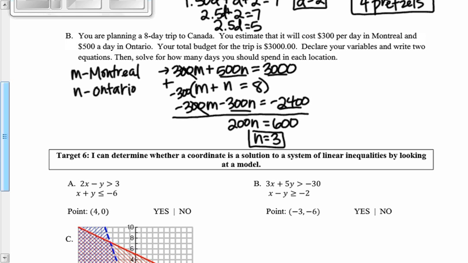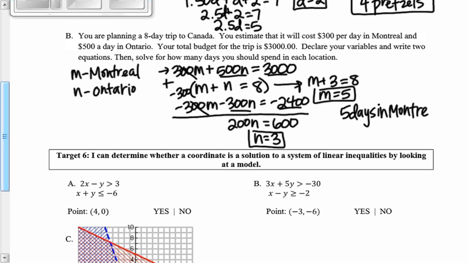If n is 3, Ontario is 3, and it was an 8-day trip, m plus 3 equals 8. That means m has to be 5. So it was 5 days in Montreal and 3 days in Ontario.